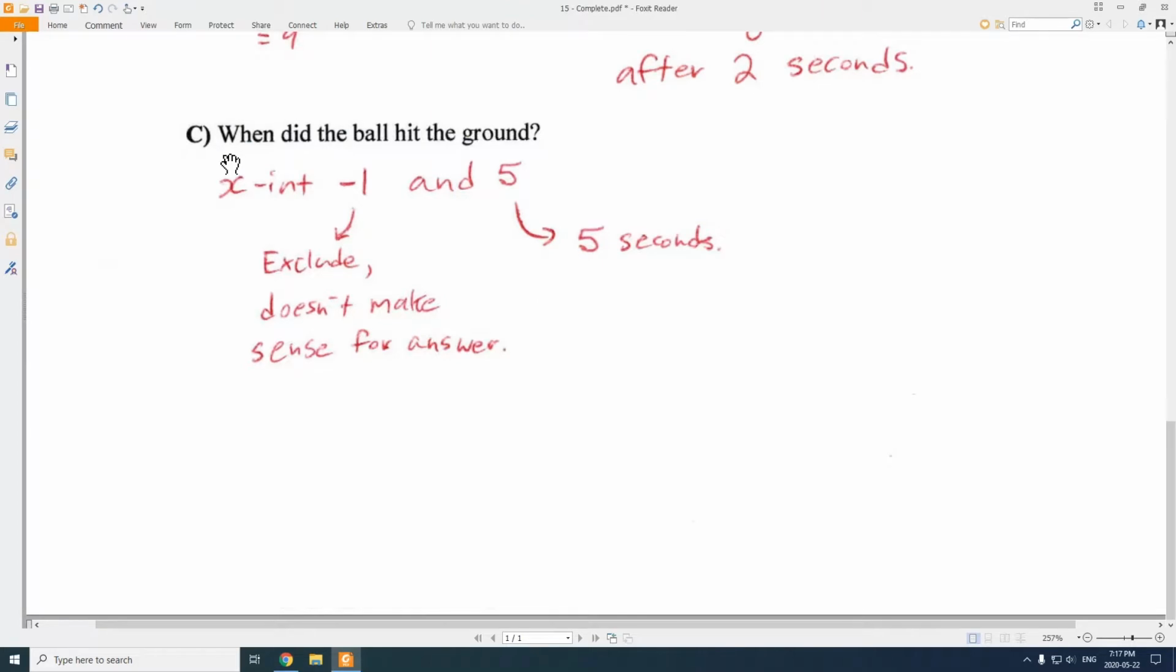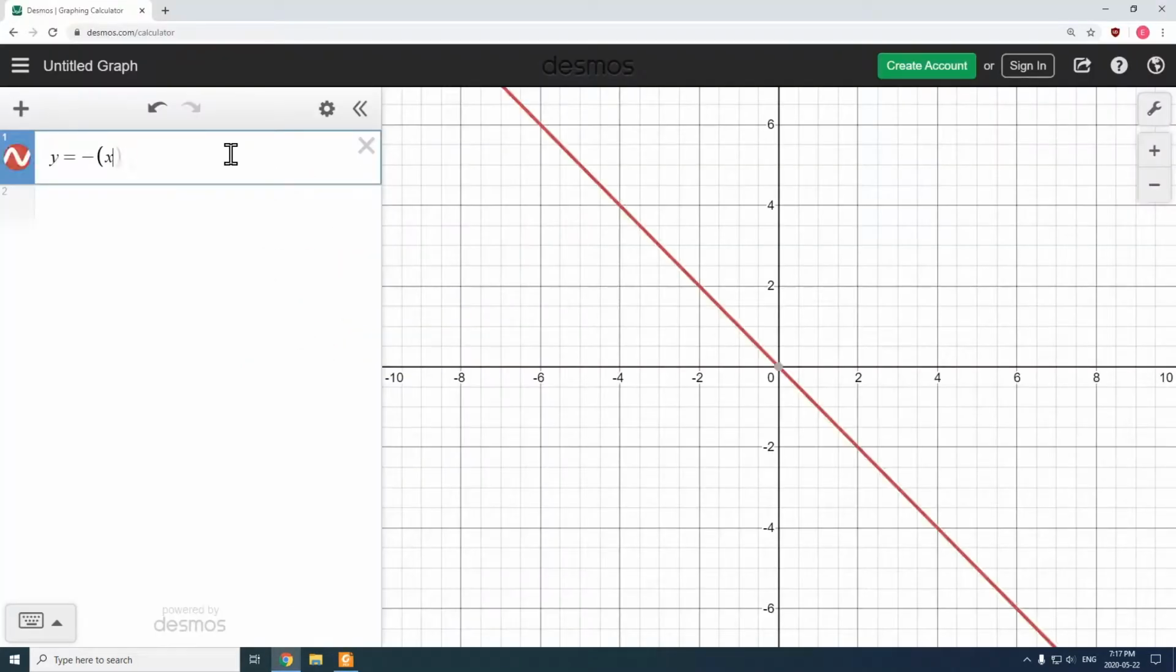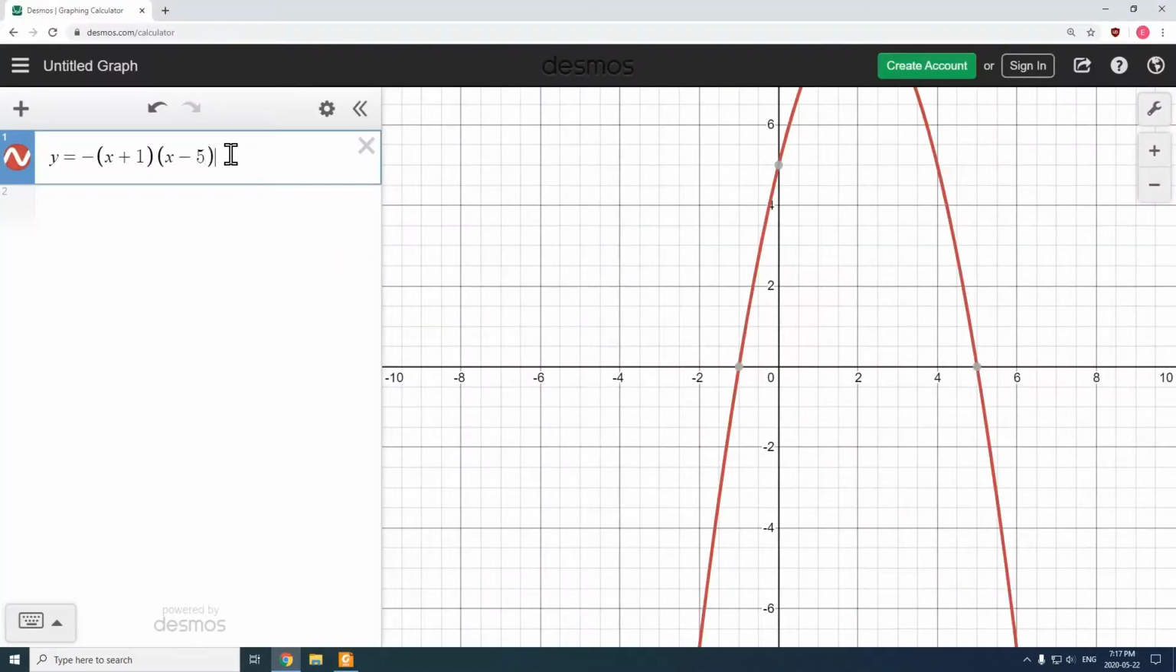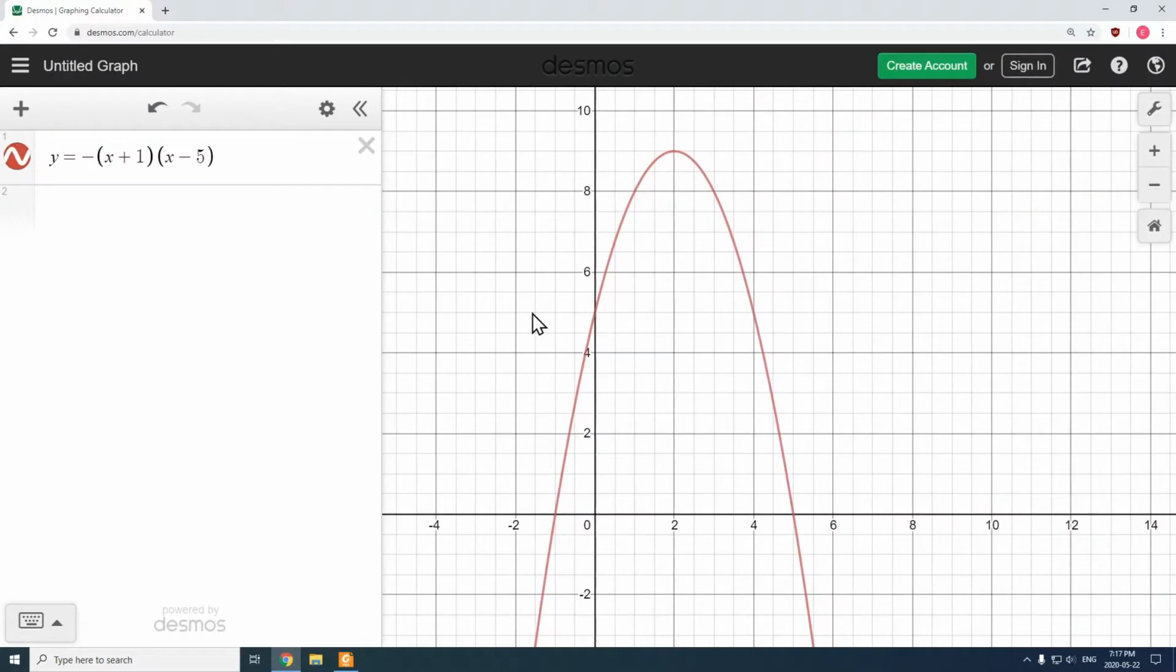Kind of check our answers here. Let's see what we got here. Okay, started at a height of 5. After 2 seconds, it got to a maximum height of 9. And then after 5 seconds, it hit the ground again.